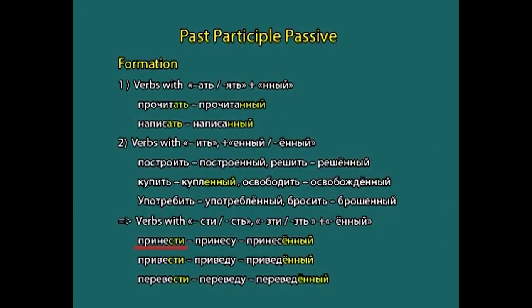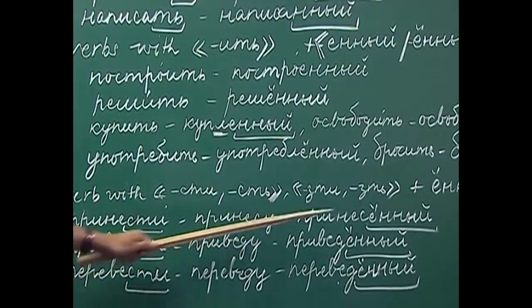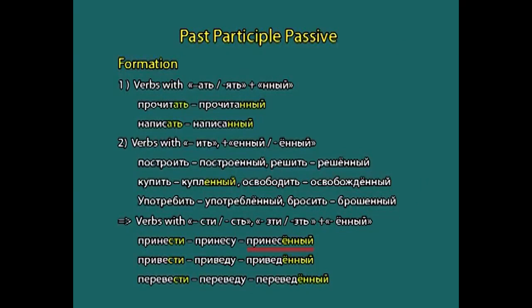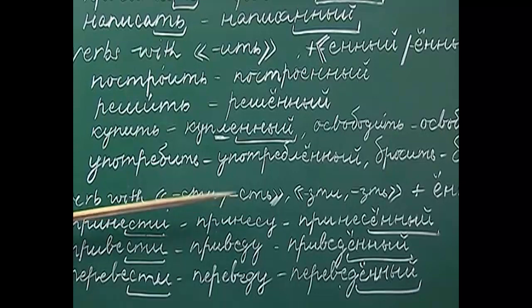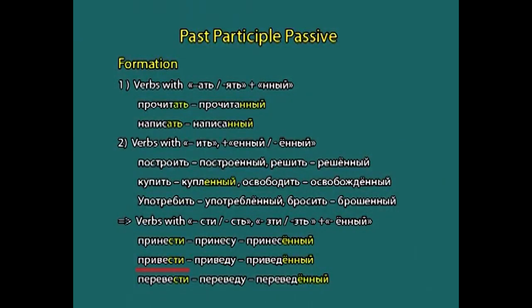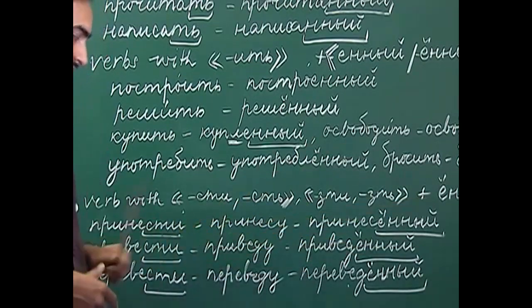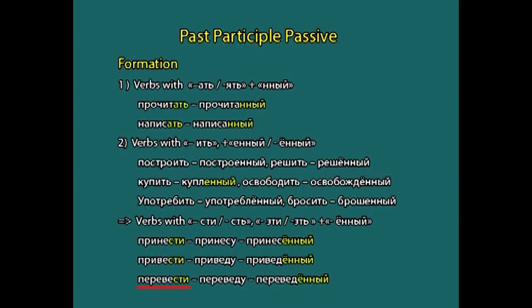Prinischi. Prinischi is to bring. Ya prinisu. So here you have to conjugate the verb with the first person singular number, and then just drop the ending u and add yonni. Prinisyonni. So this is the past participle passive which has been formed from the verb with the ending ste. The second example we have is privischi. Privischi, ya prividu. Again you have to drop the ending u and add yonni. Privigyonni. The next is pirivischi. Pirivischi is to translate. Ya pirividu, pirivigyonni. So this is how we form the past participle passive.